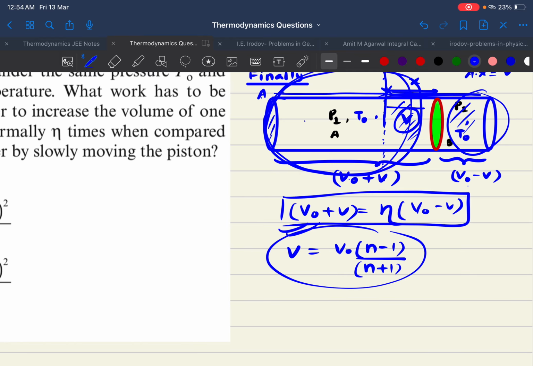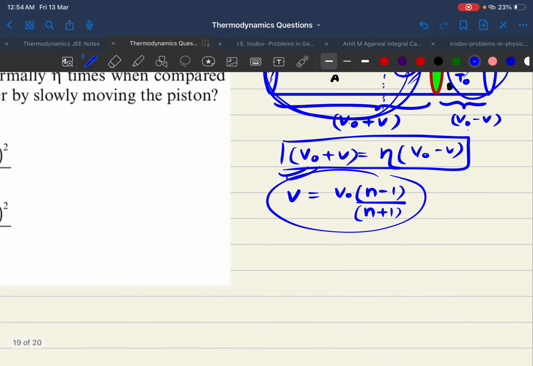Anyway, the question is very clear. We have slid the piston slightly in such a way that the final volume of the bigger chamber is equal to eta times the volume of the smaller chamber. That's clear. And we need to calculate the work done by the external agent.